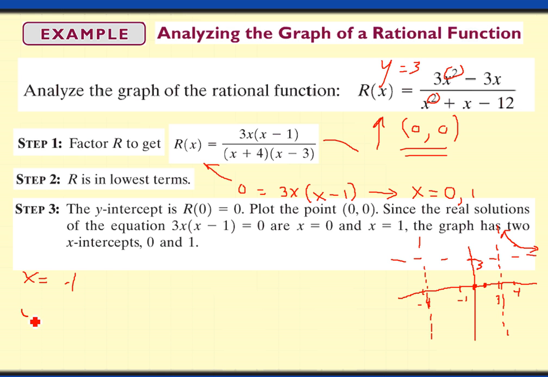Okay, so when we check out y, we just put -1 into the function. So we'll have 3 times -1, that's a -3, times -1 minus 1, which is a -2, divided by our -1 plus 4, which is a 3, times -1 minus 3, which is a -4, isn't it? And so that gives us a +6 over a -12, which is a -1/2, isn't it? So the graph is actually down here.